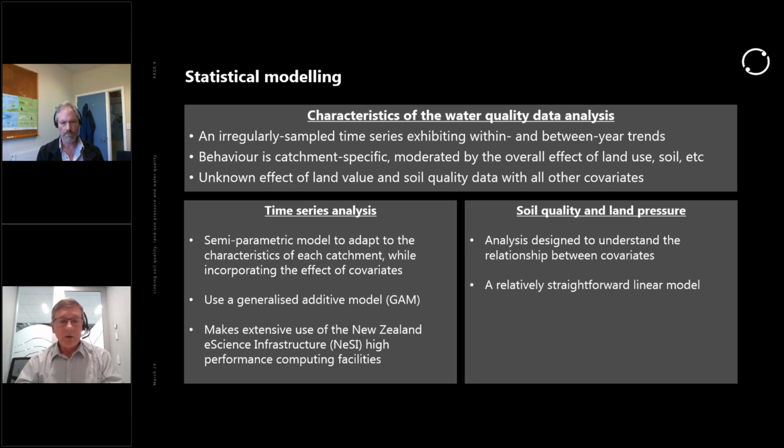So essentially there are 2 types of analyses done in 2 different ways. One is a time series analysis where we try and understand how the different analytes change over time in the context of all these other covariates. And the second is how to understand the relationship between the different covariates themselves.